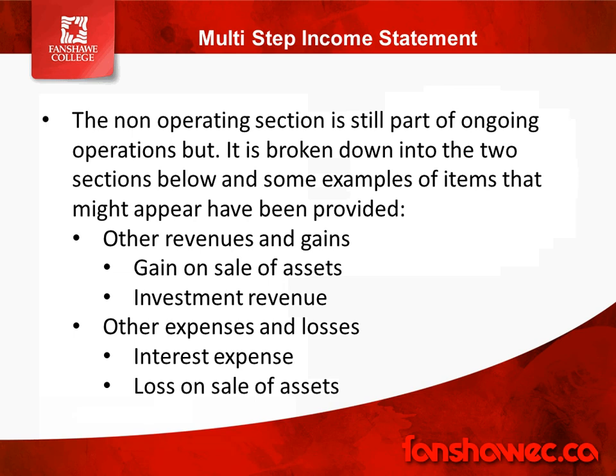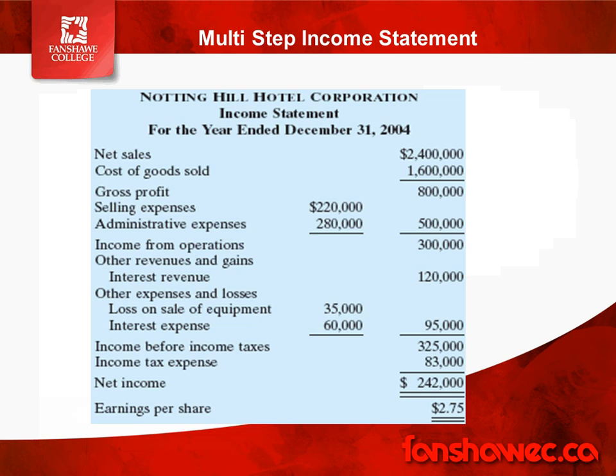Okay, so we've got two sections. We've got our operating section and our non-operating section. And the most difficult thing for us is to be able to establish and identify what goes in each section. Okay, so here's an example of a multi-step income statement.